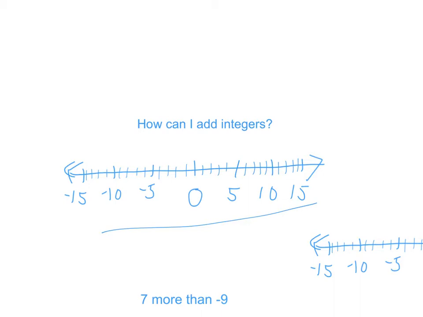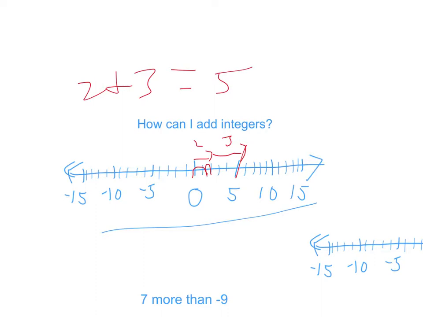So say you're going to add integers, like 2 plus 3. Well, you'd start at 0, and you'd go to 2: 1, 2. And then you'd say, okay, I'm at 2. Now I need to do 3 more. And you go out 3 more, and you're at 5. And so you know that 2 plus 3 equals 5.